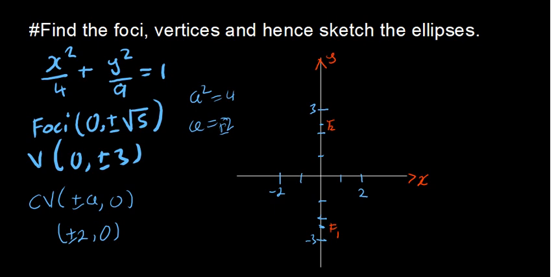Okay, so remember for the vertices, let me indicate the bottom one as v1, then the top one as v2. Then these are our co-vertices, which I can indicate as cv1, then here cv2. Sometimes people don't pay attention to the co-vertices, they usually pay attention to just the vertices and the focus. But myself, I prefer to pay attention to all of them, because when I'm graphing the ellipse, at least I have that kind of neatness as I'm drawing it.